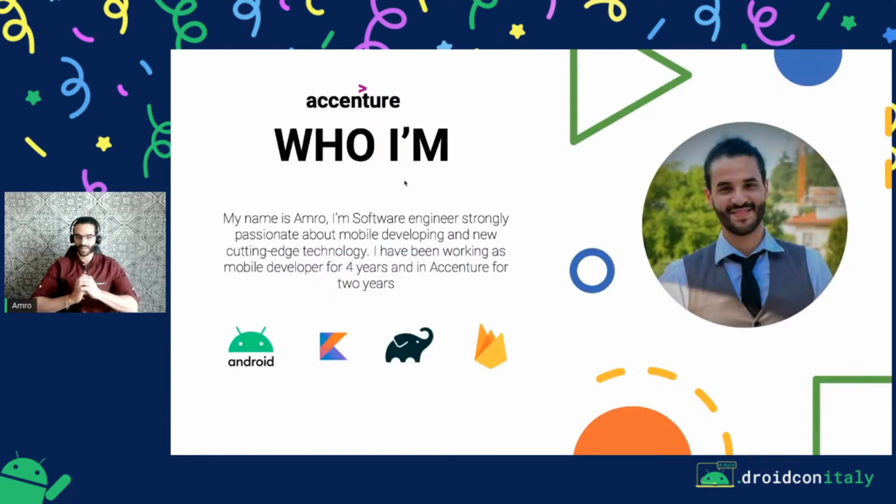My name is Amro, as Marco already said. I'm a software engineer. I've been working as a mobile developer for 4 years, and I've been working at Accenture for 2 years. I would like to say that I'm enjoying my experience as a mobile developer at Accenture. It is a very good experience.